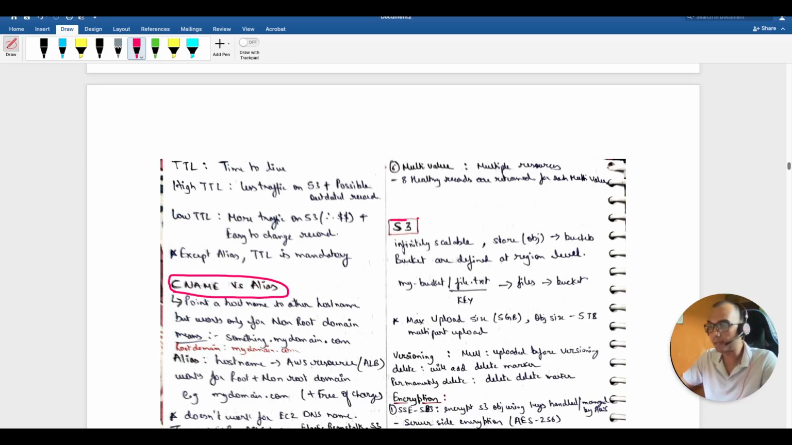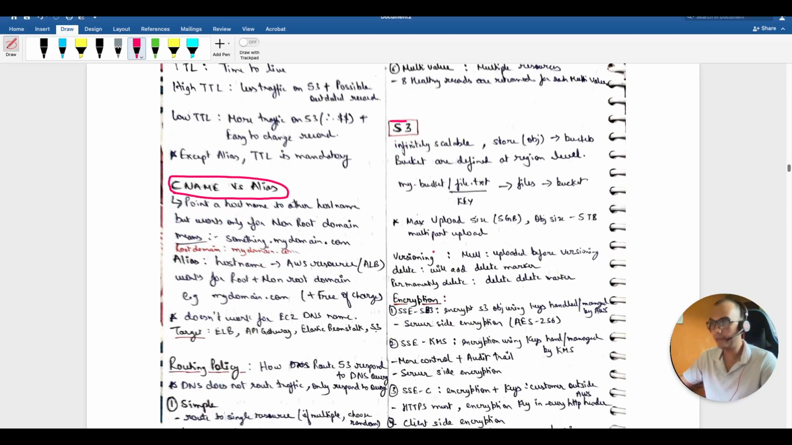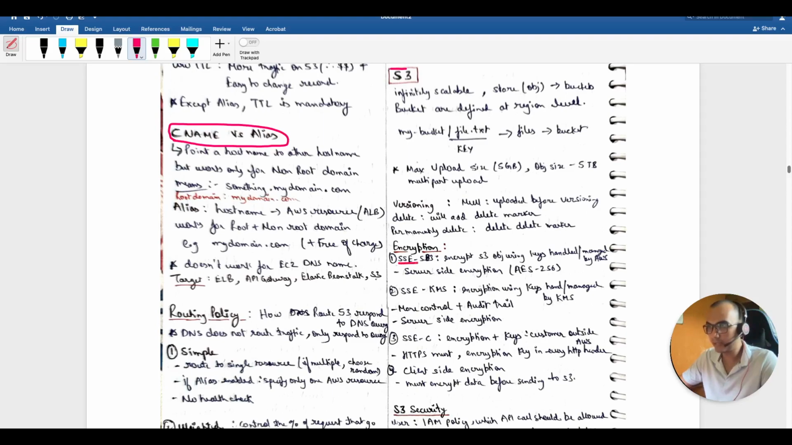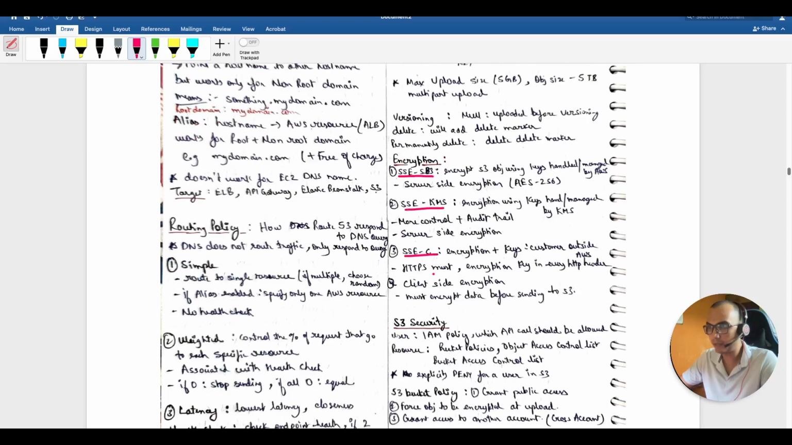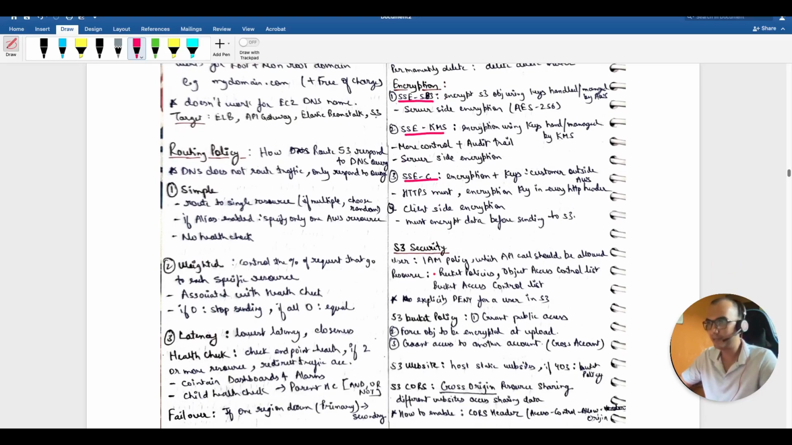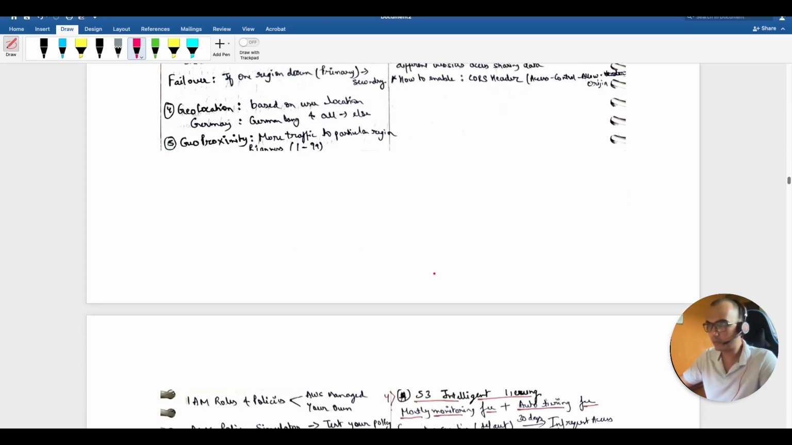After that, S3 is a kind of database because it helps us save data as objects. Then in that we have versioning and encryption. This encryption is very important, how you're going to encrypt it: S3 encryption, KMS, client-side encryption, and SSE-C kind of encryption. So just go through it.